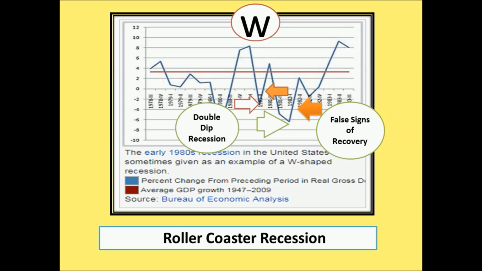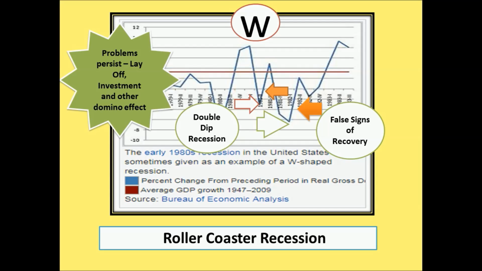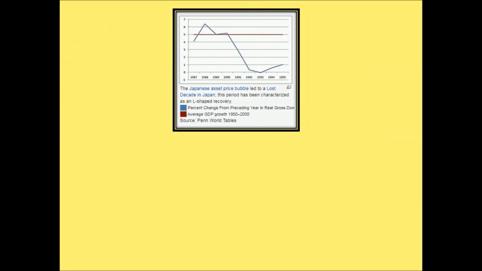If you look at the graph, it looks like a roller coaster recession, with multiple dips and multiple highs. This W type recovery is not favored because of the false symptoms of recovery and two or more dips in the recession. Here there will be multiple problems in the country. Layoffs will continue, investment will be poor, or there may be other domino effects. Domino effect is nothing but a chain reaction. A problem in one country will affect others, or a problem in one sector within the country will affect the other sectors. So this is W-shaped.